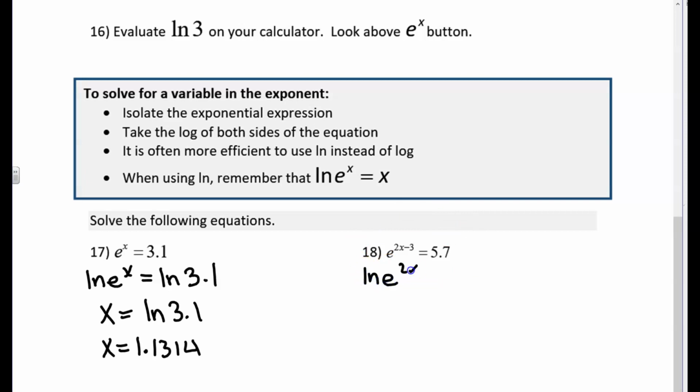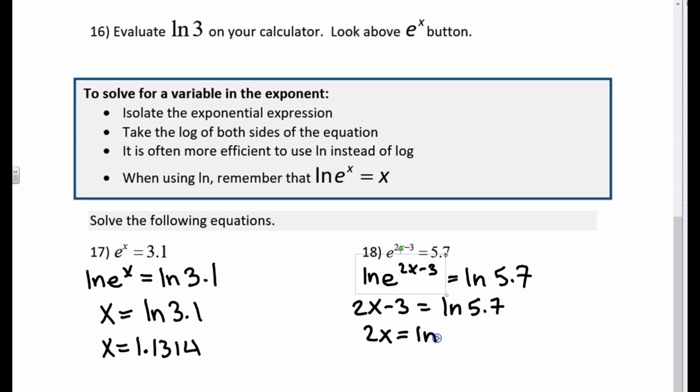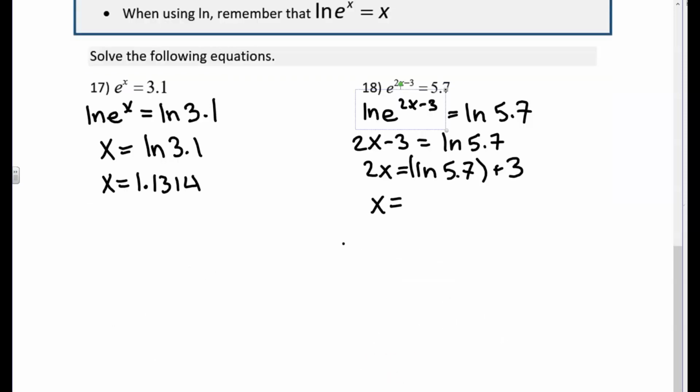So here I'm again going to take the natural log of both sides. Natural log of e to the 2x minus 3 equals the natural log of 5.7. At this point, the exponent hops out. 2x minus 3, and the natural log of e disappears. Equals the natural log of 5.7. I'm going to add 3 to both sides. I get 2x equals the natural log of 5.7. I'm going to put that in parentheses, plus 3, and then divide everything through by 2. I get x equals the natural log of 5.7 plus 3 all over 2, being really careful with your grouping here because that 3 is outside the natural log.